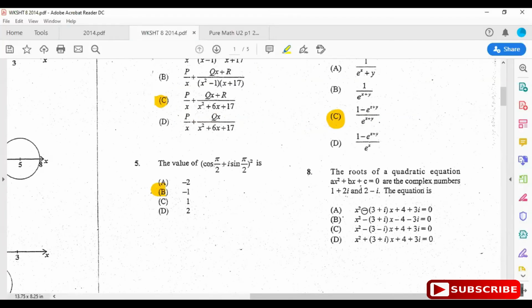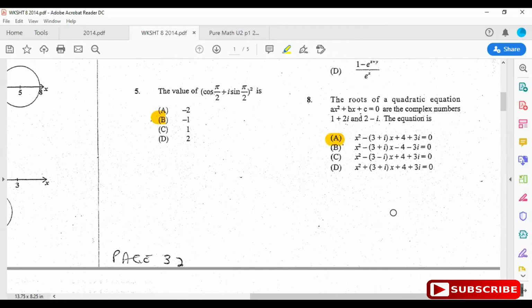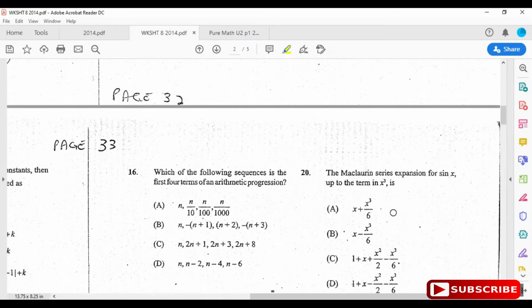X squared minus, that looks like A. Yep, that's A. Easy question, too easy.